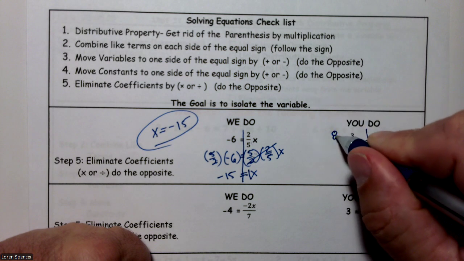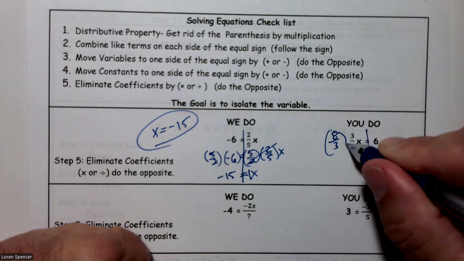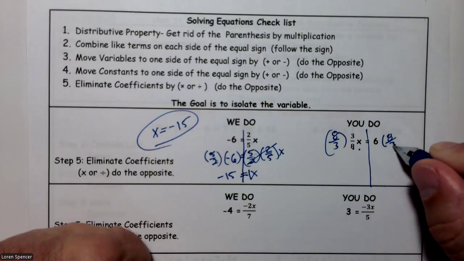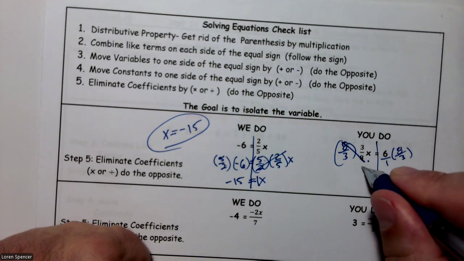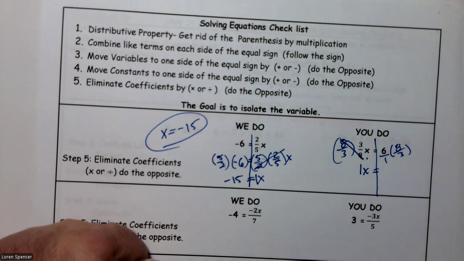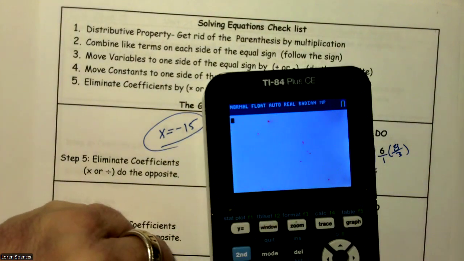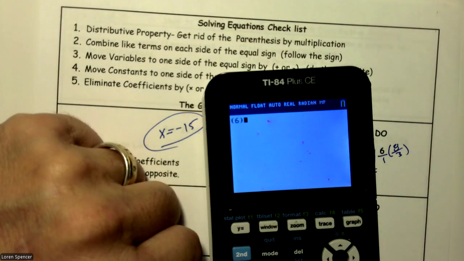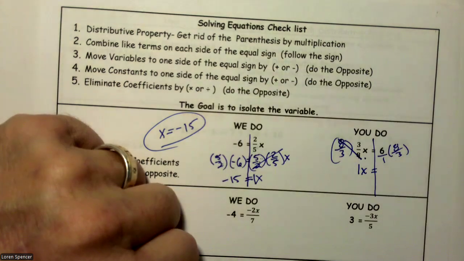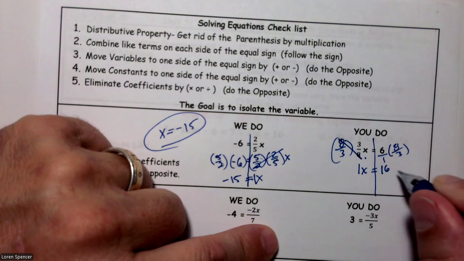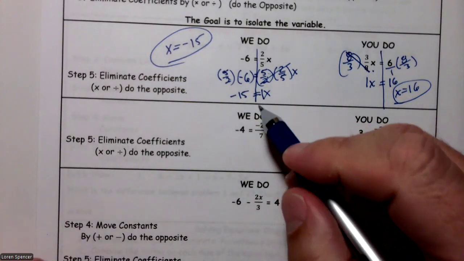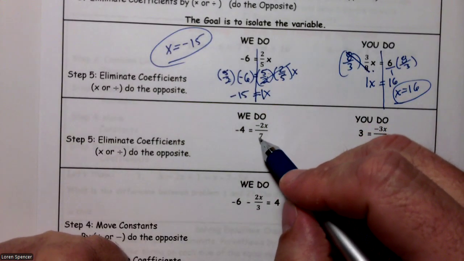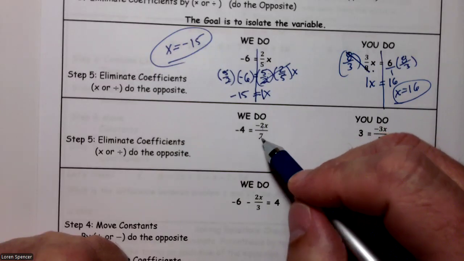So I can write 8/3 and 8/3. This goes away and becomes 1x. And putting everything in parentheses, parentheses 6, parentheses 8 divided by 3, and we get 16. All right. -2/7. All right. Still a fraction.